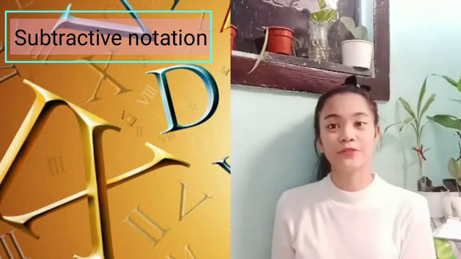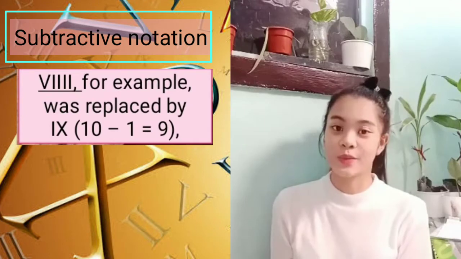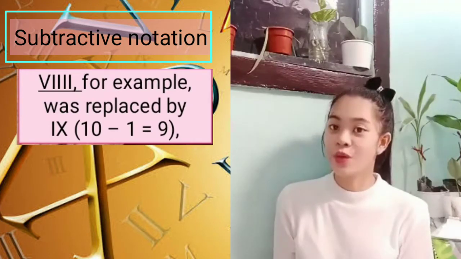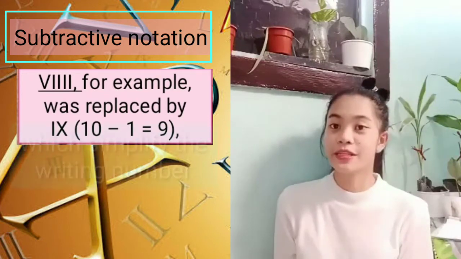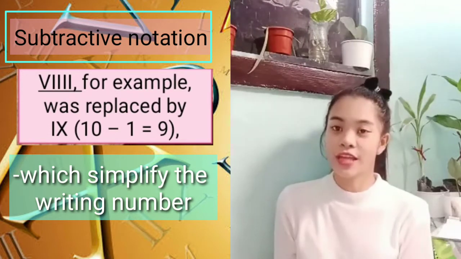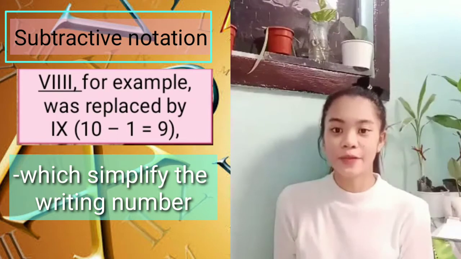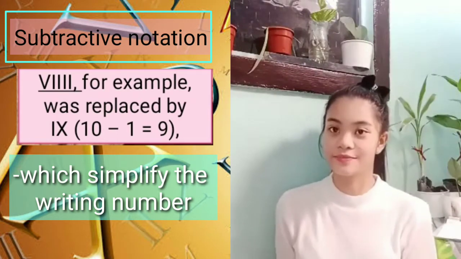Later, a subtractive notation was also adopted, where VIIII was replaced by IX because 10 minus 1 is equal to 9, which simplified the writing of numbers a little but made calculations even more difficult, requiring conversion of the subtractive notation at the beginning of a sum and then its reapplication at the end.